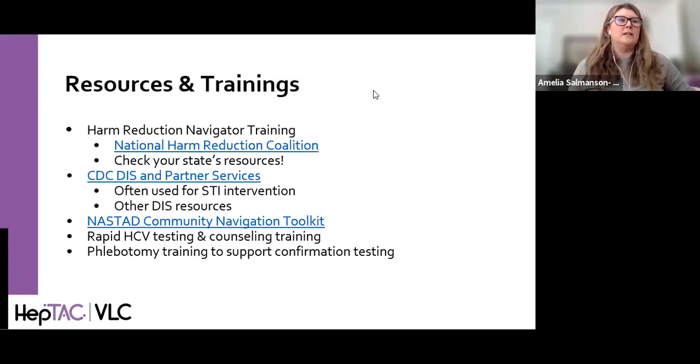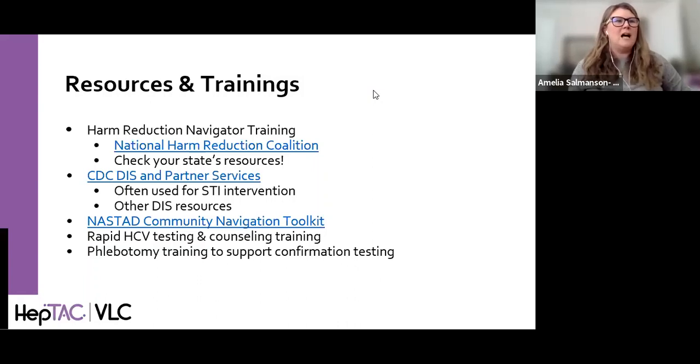Another thing that I found, and I swear I'm not plugging NASDAQ just because this is their platform, but I recently discovered their Hep C Community Navigation Toolkit. In looking through it, it really lays the framework for patient navigation and is such a great resource for Hep C case management. I probably should have just taken that and plugged it into this presentation. It would have been perfect. But I definitely encourage you to review that document.